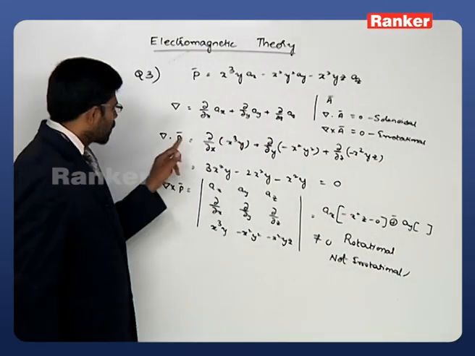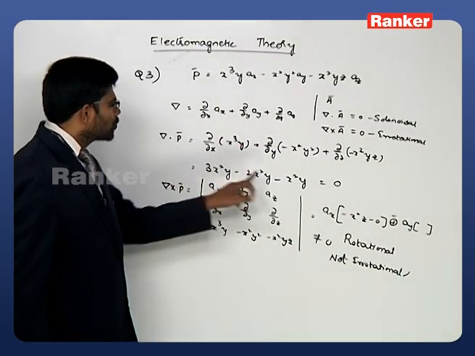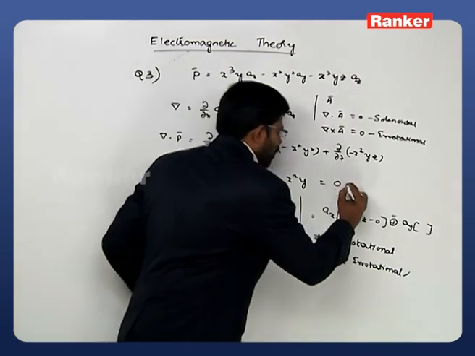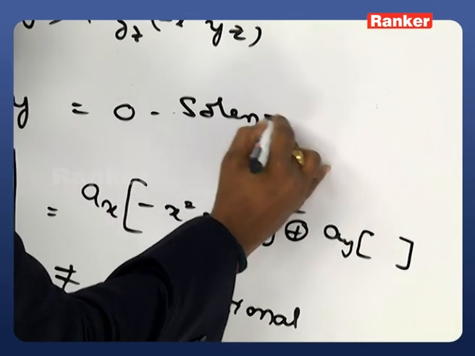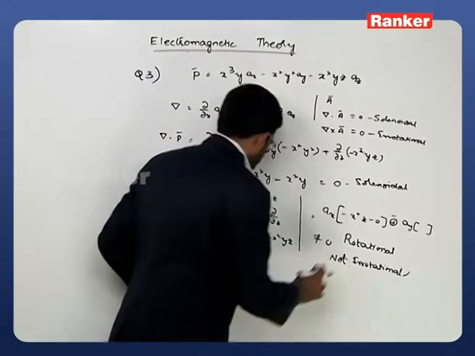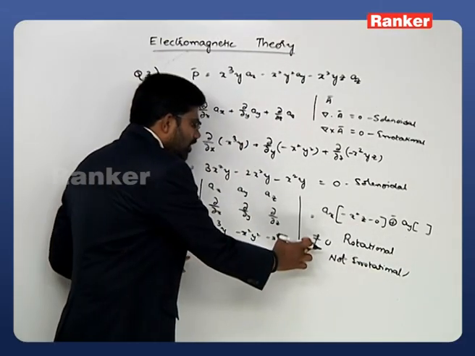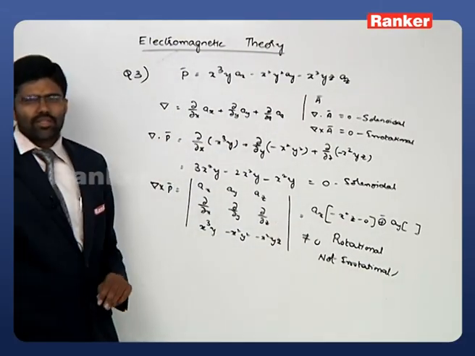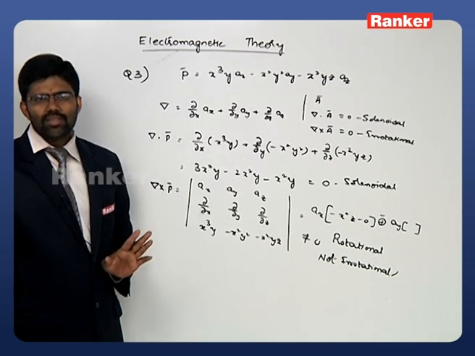Now with the observation of del dot p bar equals 0, you can say that it is solenoidal, and with the observation of del cross p not equal to 0, it is not irrotational. That means it is rotational. That's what we can say.